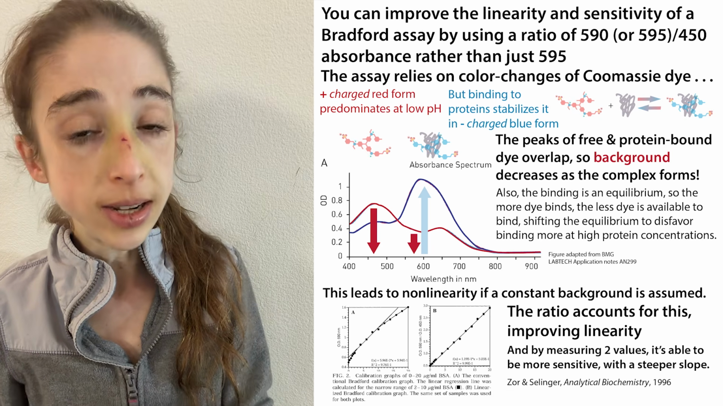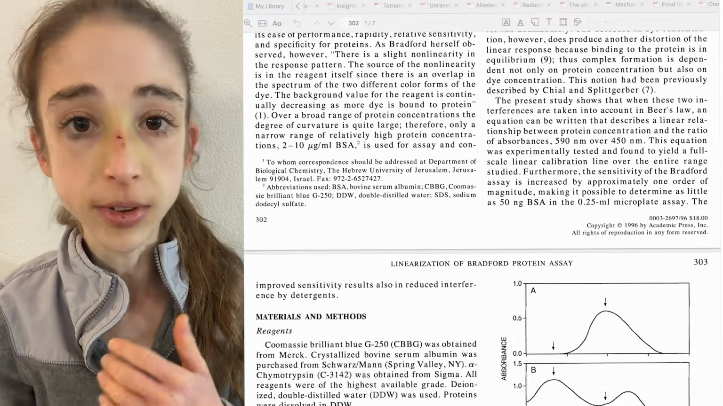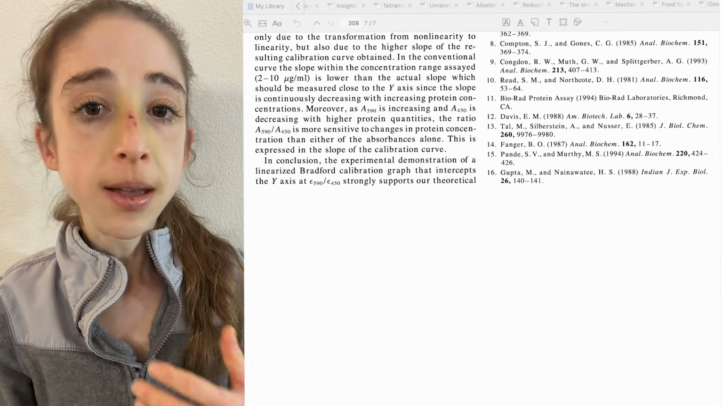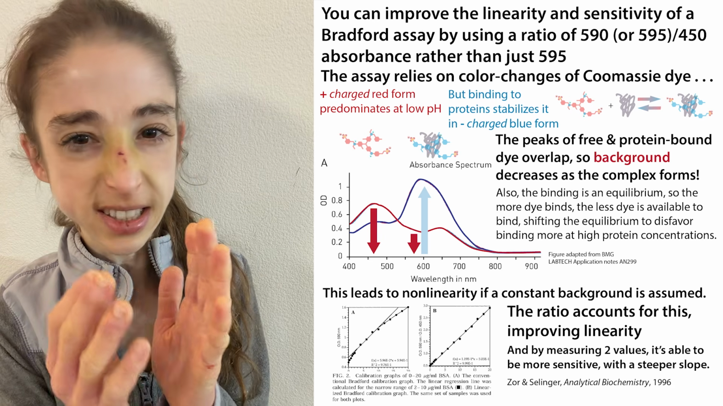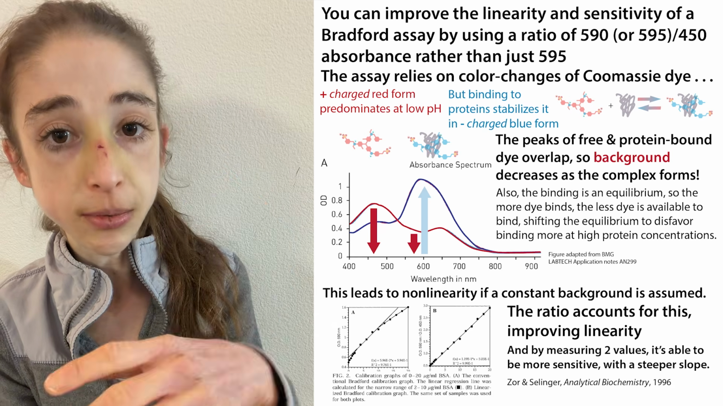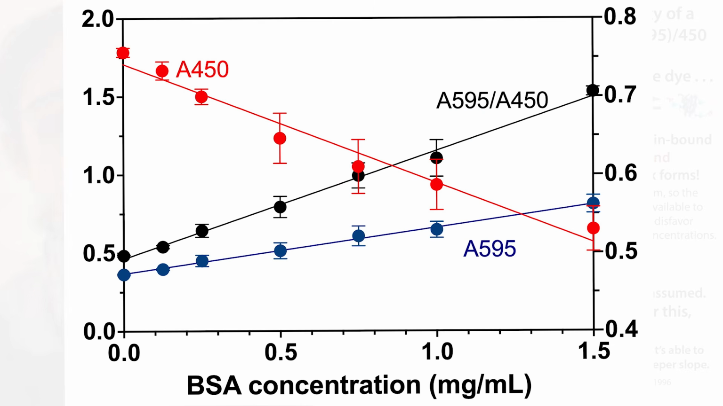You can take this into account by taking the ratio of the 595, or again the 590. In the original paper, they used the 590 because that's what their spec reader was able to do. But you can use anywhere basically in that region, between like 590 and 600. And then you divide that by the 450, where the free dye is. That takes into account the fact that the amount of free dye is decreasing as the amount of the bound dye increases. And so by taking this ratio, you're able to get a more linear curve.